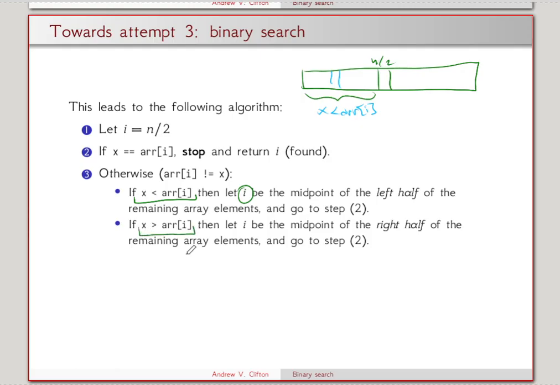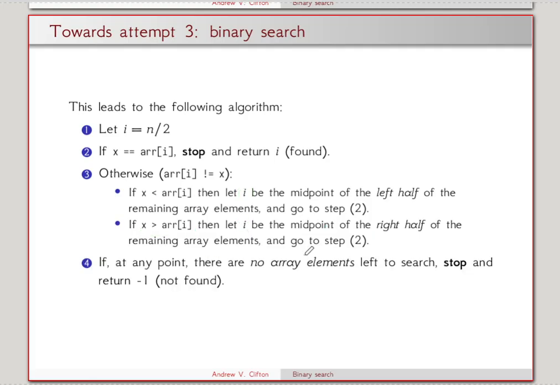If x is larger than array sub i, then we're going to let i be the midpoint of the right half. So we're going to zoom in on this part over here and say, all right, what's the midpoint of this section? And then repeat the same process again. So I pick the midpoint of whatever is still left to search and compare x to that particular element. If at any point I've shrunk the amount of array that I have left to search down to nothing, then of course we stop and return -1, right? If there's nothing left to search, then whatever you're looking for doesn't exist.